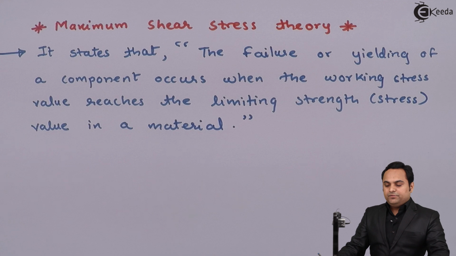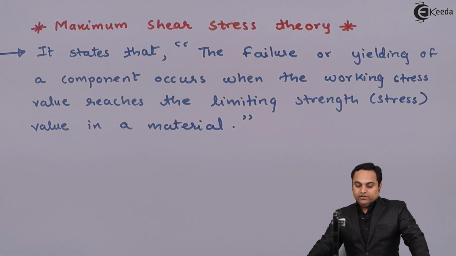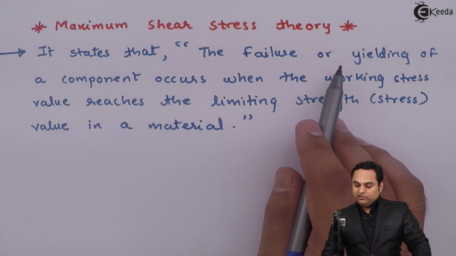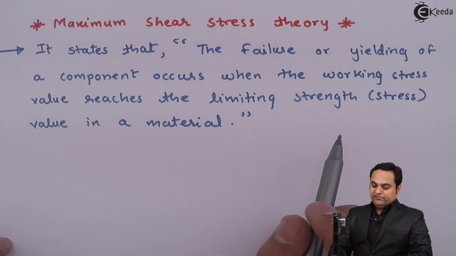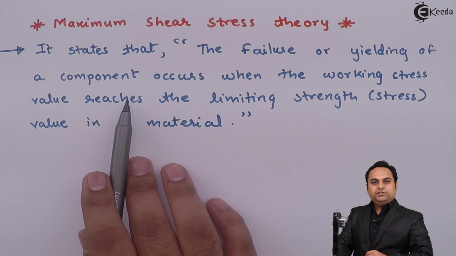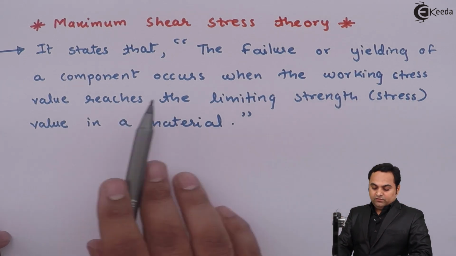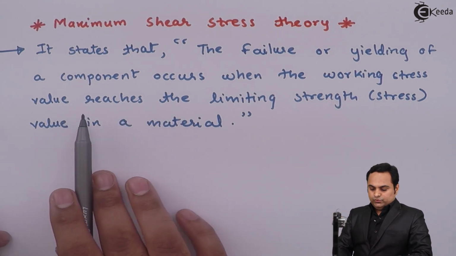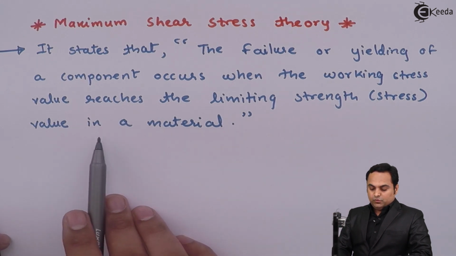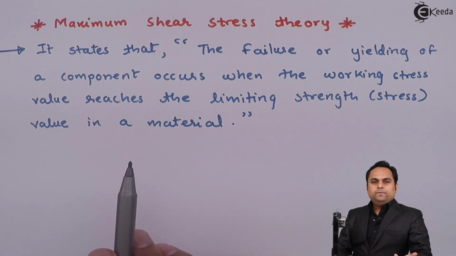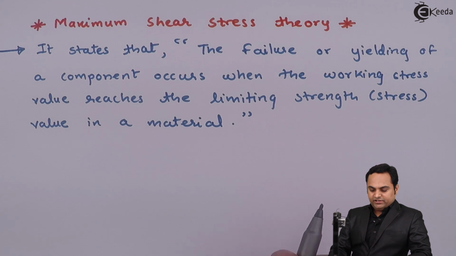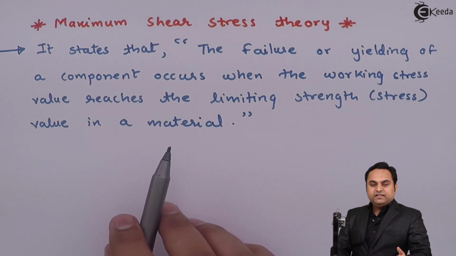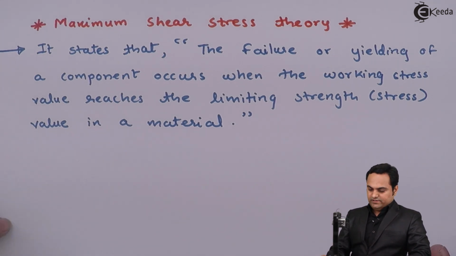So here is a statement of maximum shear stress theory. It states that the failure or yielding, meaning permanent deformation, or failure of a component occurs when the working stress value reaches the limiting strength value in a material. So if the working stress reaches the limiting strength, which is nothing but the maximum stress in the material, then we can say that the material is going to fail.